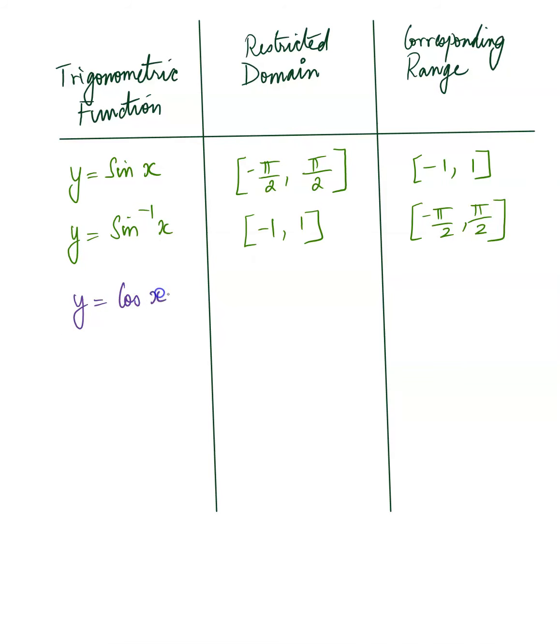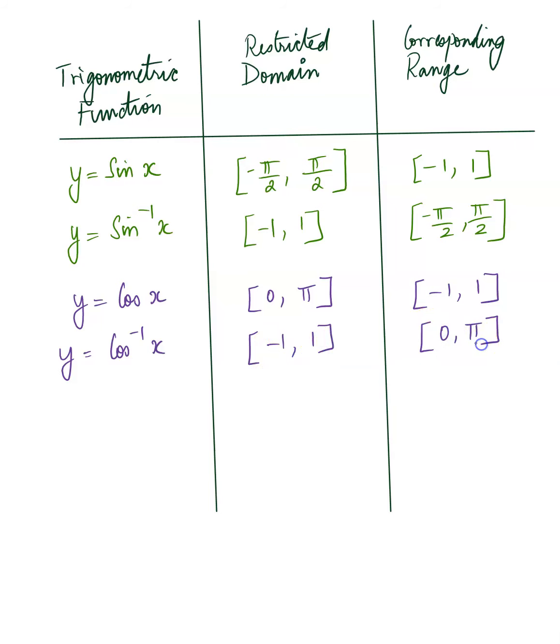Then, y equals cosine x, we'll have the domain restricted to go from 0 to pi, and its range was negative 1 to 1. For the inverse, remember to switch them. And for tan, the domain was negative pi over 2 to pi over 2. Remember, we cannot include the endpoints because of the asymptotes. But we didn't have any restriction on the range. So the range went from negative infinity to positive infinity. And then y equals tan inverse.